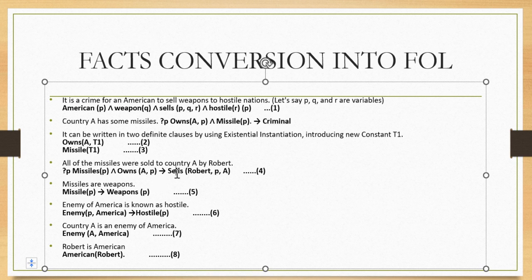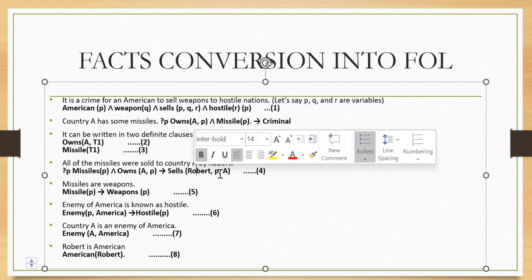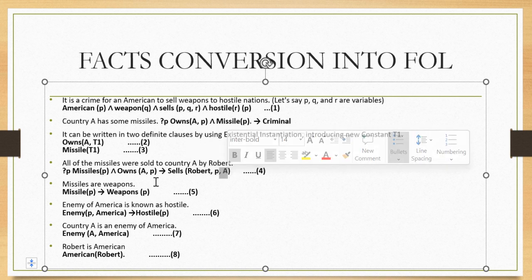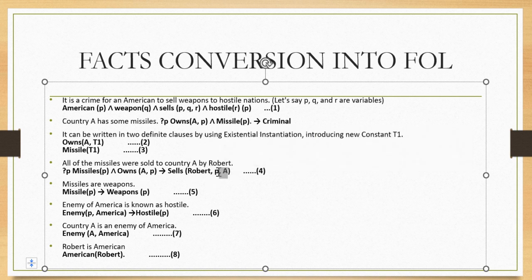And all of the missiles were sold to country A by Robert. Who is selling to country A? Sells Robert to country A. What are they selling? Missiles. Missiles of P and owns of A comma P gives the sells. Next, missiles are weapons, so missiles of P gives weapons of P, and enemy of P comma America gives hostile of P. Country A is the enemy of America, enemy of A comma America. Robert is an American, so American of Robert. This is how we convert the facts into FOL.